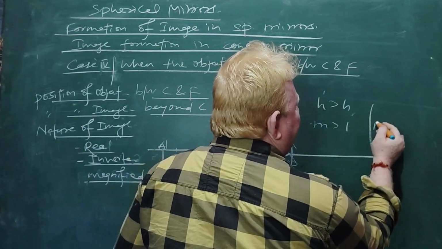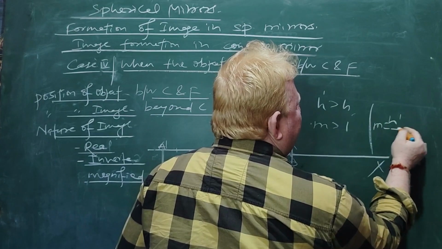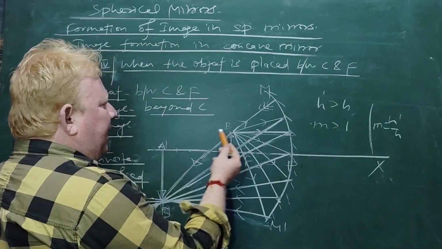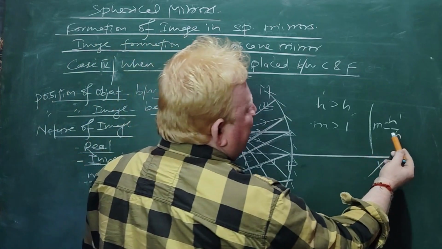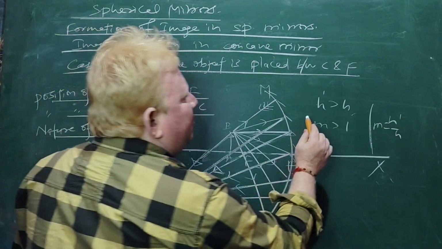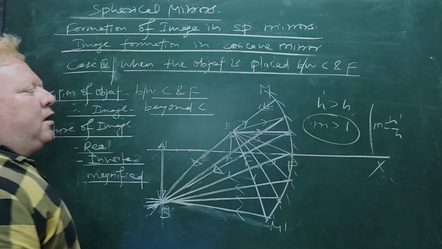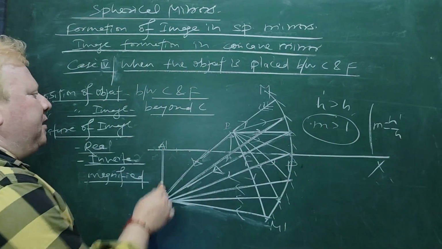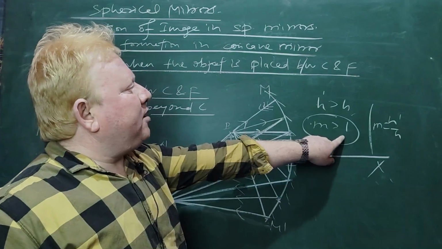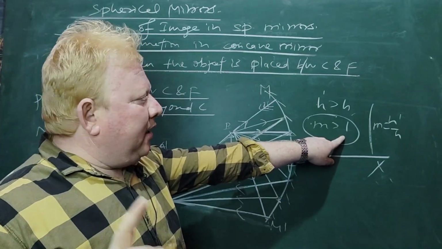Magnification we will discuss later on. M is equal to h dash by h, and if h dash is more compared to the height of object, then here m is more than 1. So if m is more than 1, you consider that the height of image is more compared to the object. Clear? Get it?